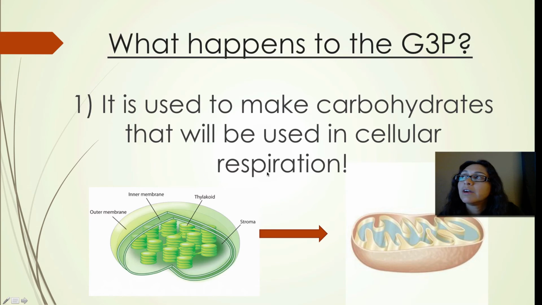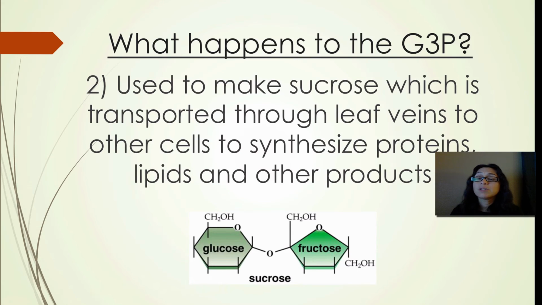All right, so what happens to the G3P? It can be used to make carbohydrates such as glucose, which can then be used by the plant in cellular respiration. So remember, plants have mitochondria. They go through cellular respiration too. People always think that plants just do photosynthesis and that's the end of it. Now, they do photosynthesis and then they send their glucose over to the mitochondria to go through cellular respiration to make more ATP.